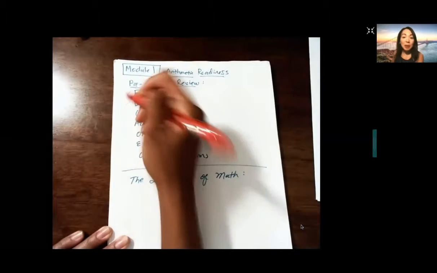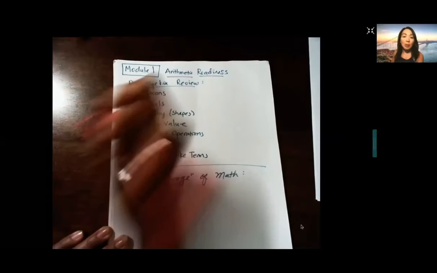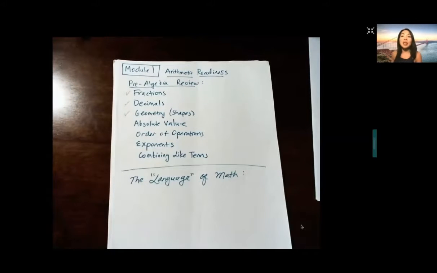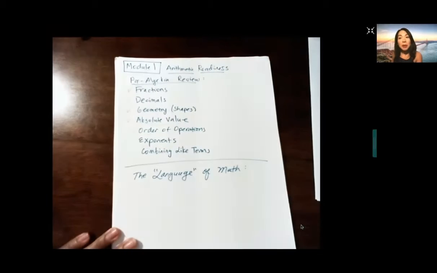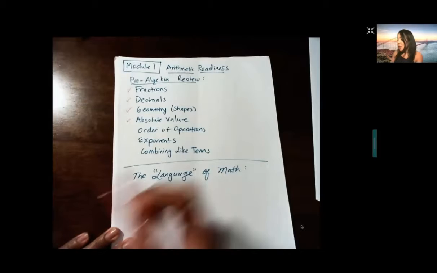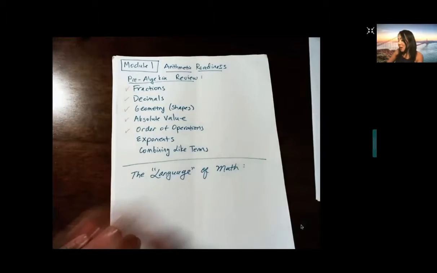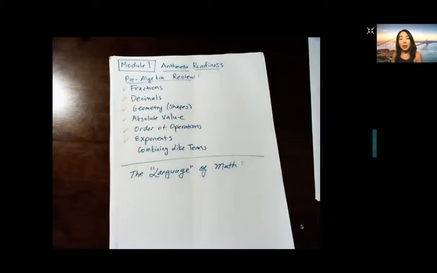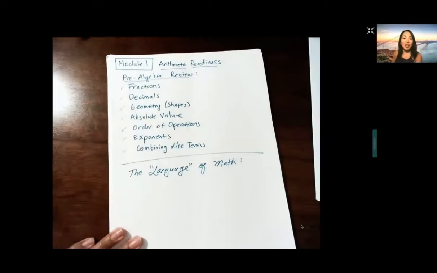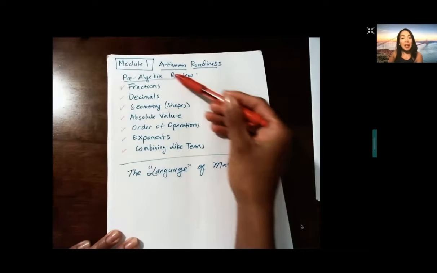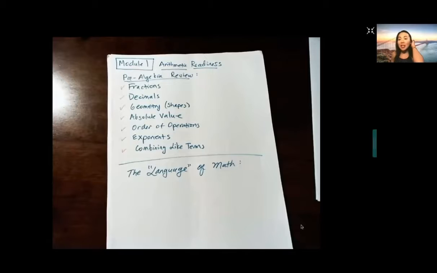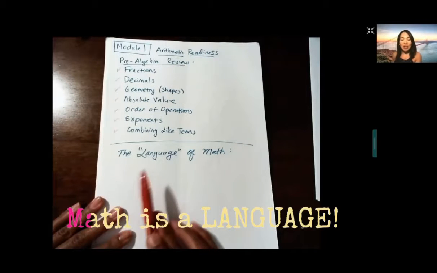This is a great time to review it because you're going to see a lot of fractions in algebra. We're going to review a little bit of decimals. We're going to review geometry, meaning the shapes of things, and specifically the perimeter and the area of shapes. We are going to talk about the grouping symbol called absolute value. We're going to review order of operations, that's the order in which you do math, exponents, which is another operation, and then lastly, combining like terms. Once we review all of these things, we'll jump into Module 2, where you'll get into the bread and butter of algebra. Before we do that, I just want to talk about the language of mathematics.